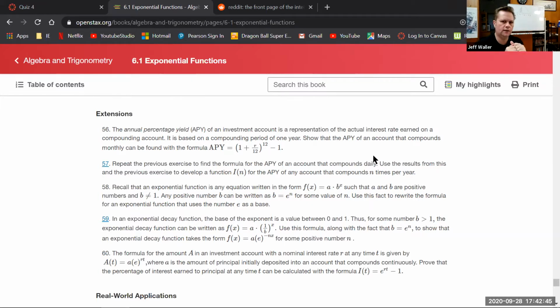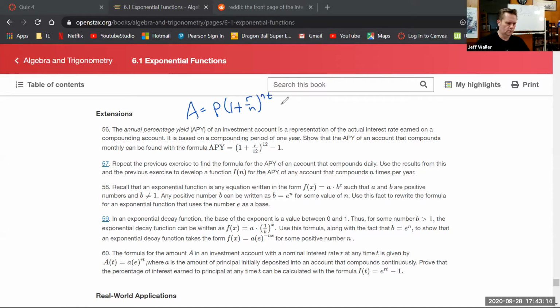What it's saying there is what I'm going to end up with is a percentage that represents the actual amount that I earned in a year. So what is the formula for how much is in the account at the end of a year, compounding monthly? The basic formula is P times 1 plus R over N to the NT, right? So monthly, of course, N is 12. That's how much is in there after T years. So after 1 year, which is what this is based on, there would be P times 1 plus R over N to the N.